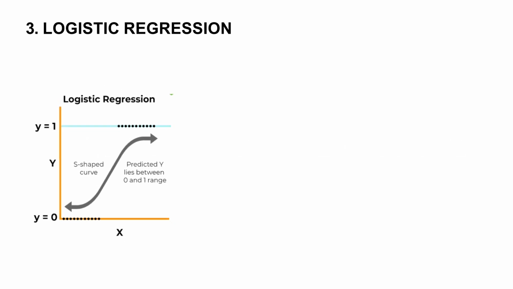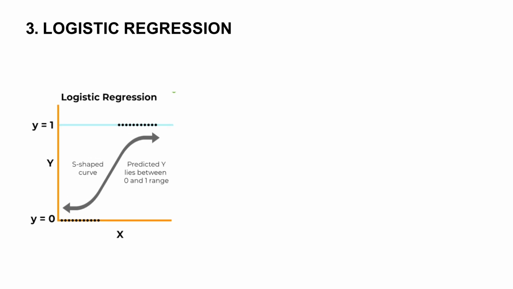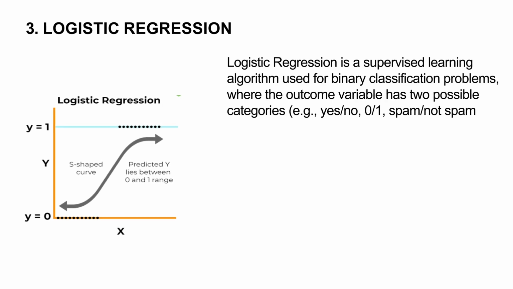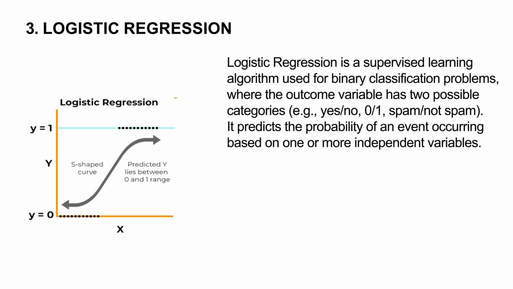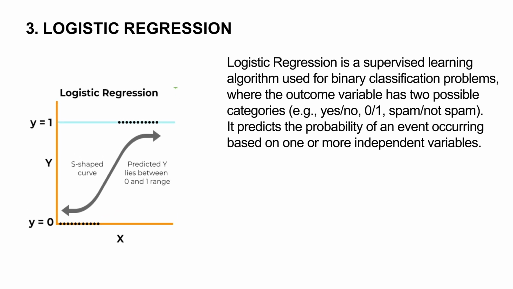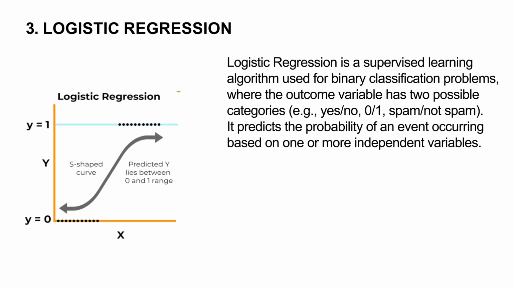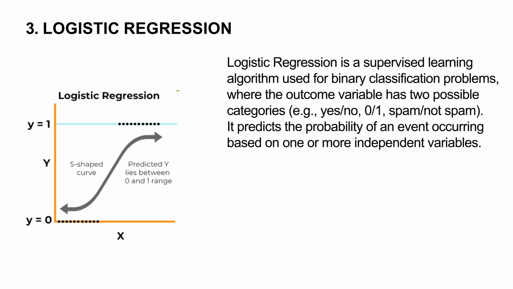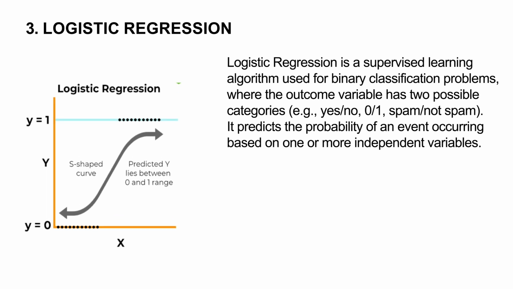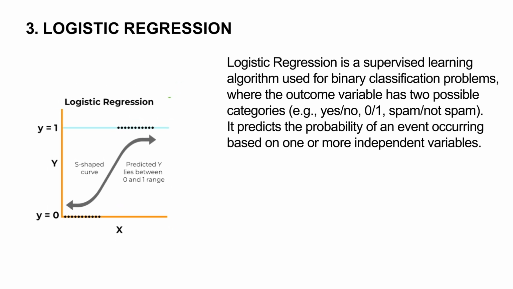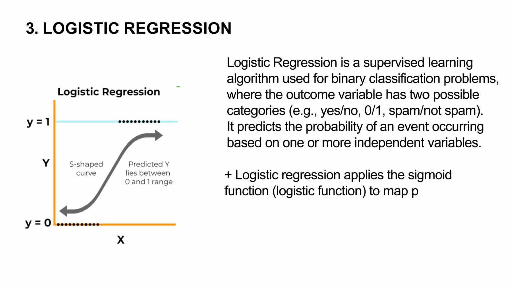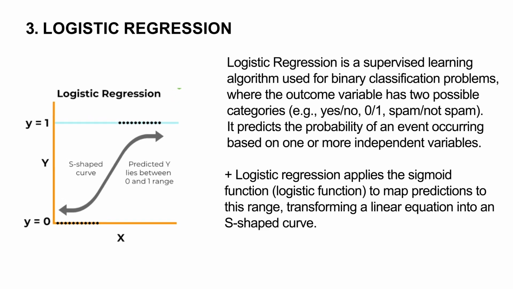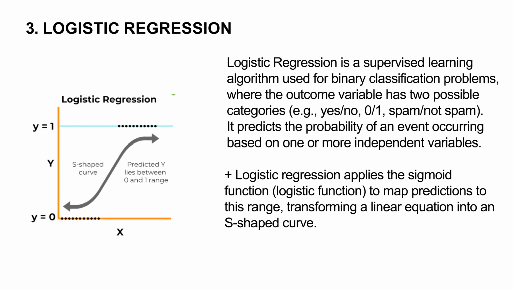3. Logistic regression. A detailed explanation. What is logistic regression? Logistic regression is a supervised learning algorithm used for binary classification problems, where the outcome variable has two possible categories, e.g., yes, no, 0, 1, spam, not spam. It predicts the probability of an event occurring based on one or more independent variables. Since probabilities range between 0 and 1, logistic regression applies the sigmoid function, logistic function, to map predictions to this range, transforming a linear equation into an S-shaped curve.